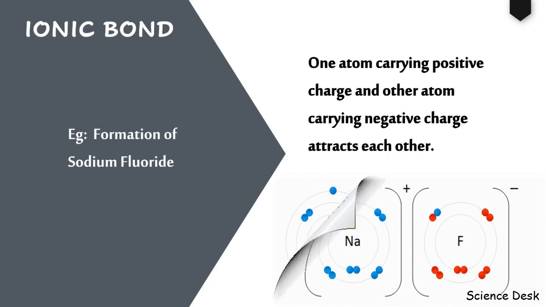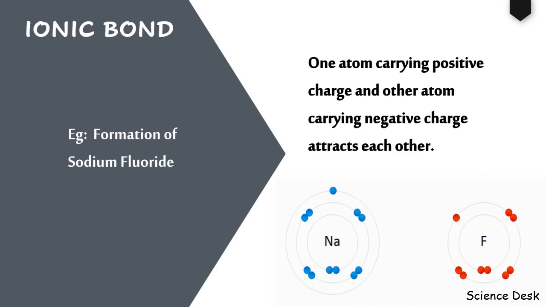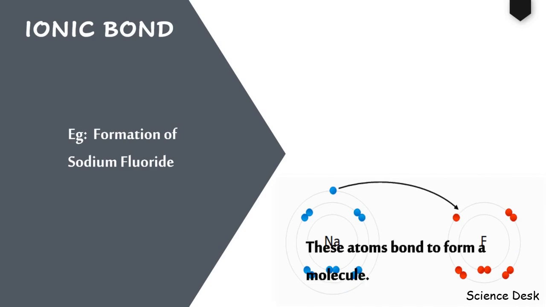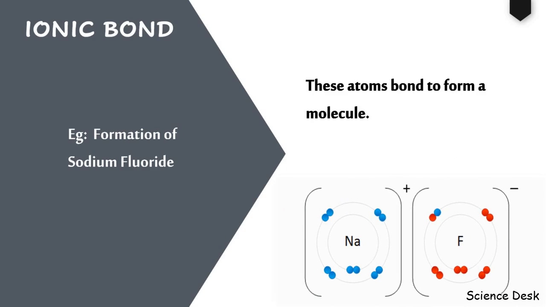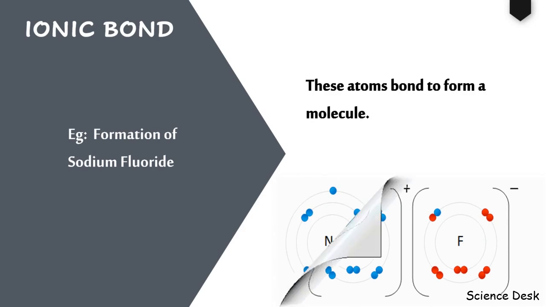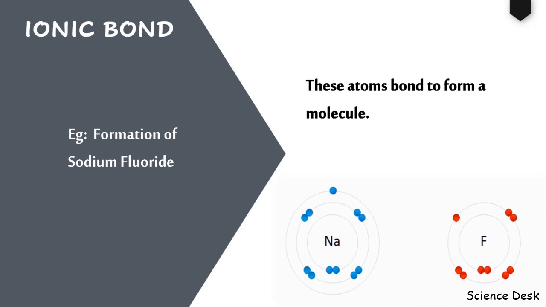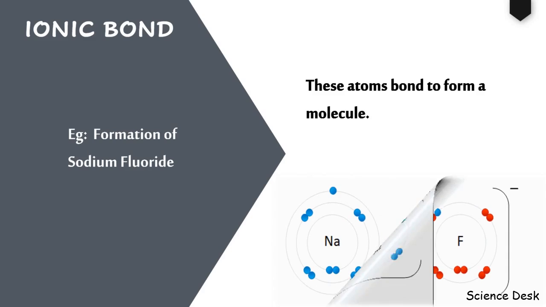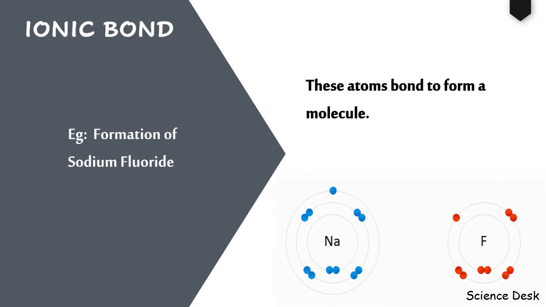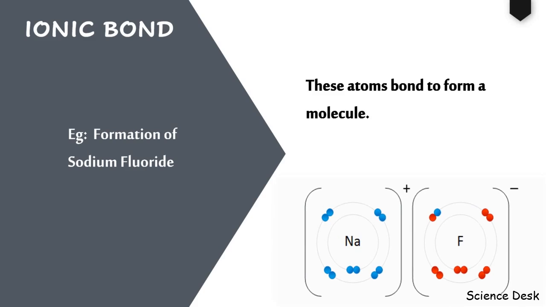One atom carrying positive charge and the other atom carrying negative charge attract each other, and these atoms bond to form a molecule. For example, in the formation of sodium fluoride, the outermost electron from sodium is transferred to fluorine to attain a stable electronic configuration in sodium and fluorine, and this transfer of electrons enables a bond between them and helps in the formation of sodium fluoride.